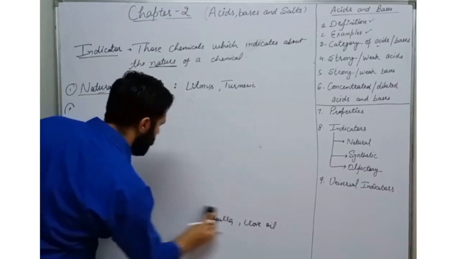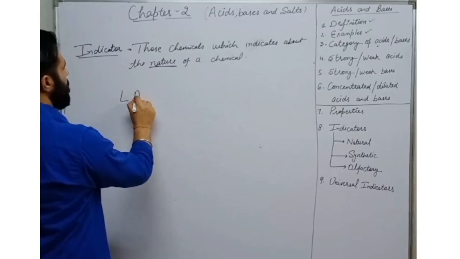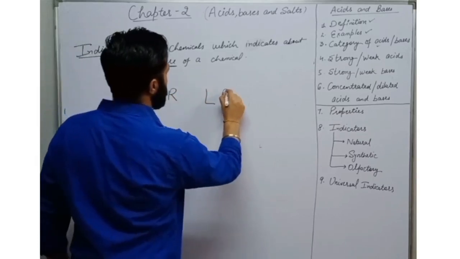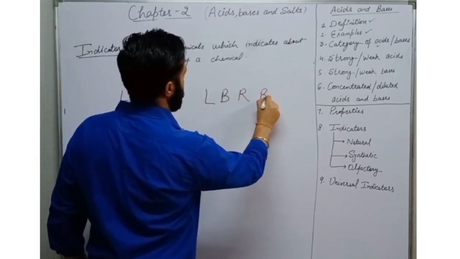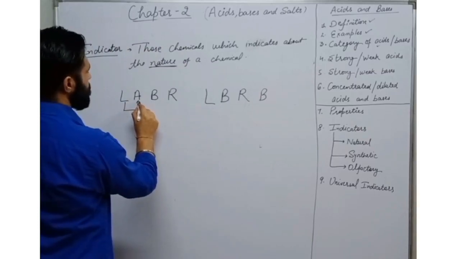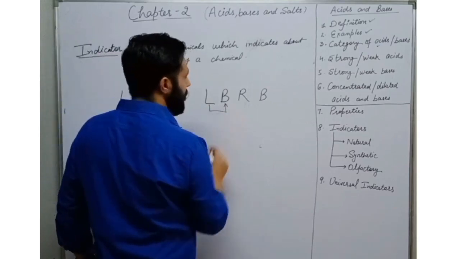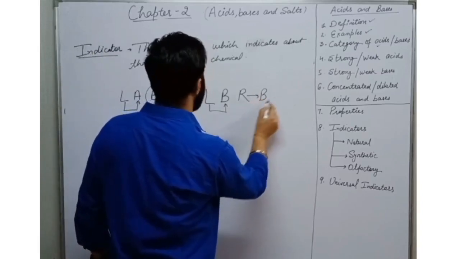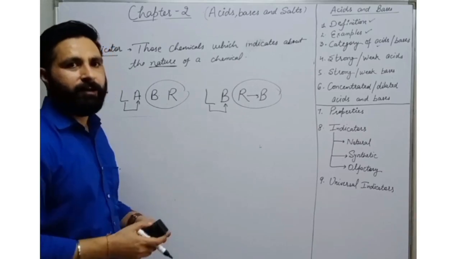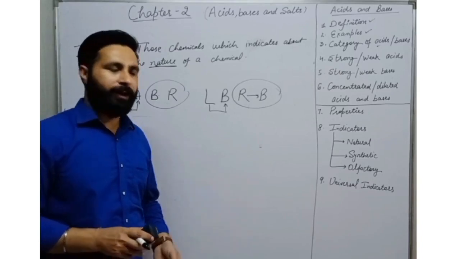Let's practice again. Only these. La bhai rasna, le bhai Red Bull. It means litmus paper in acid color changes from blue to red. Litmus paper in base color changes from red to blue. Chalo, first is clear. Turmeric, yellow in acid remains same and reddish in base.